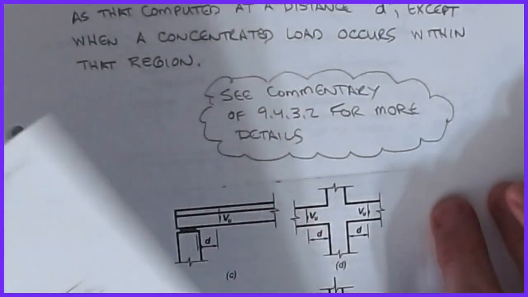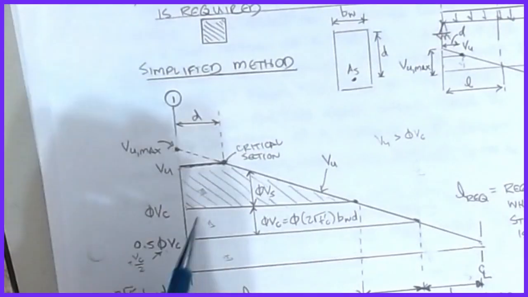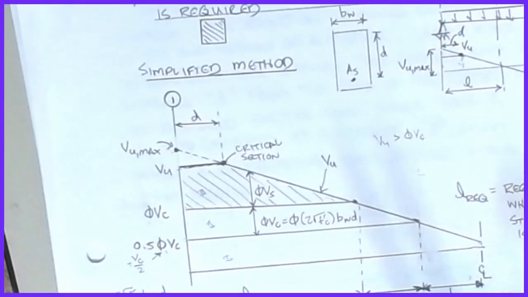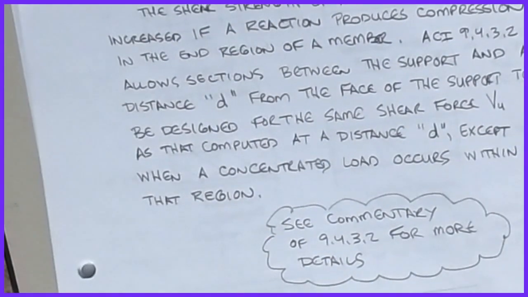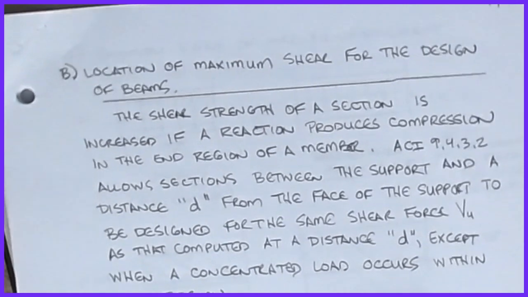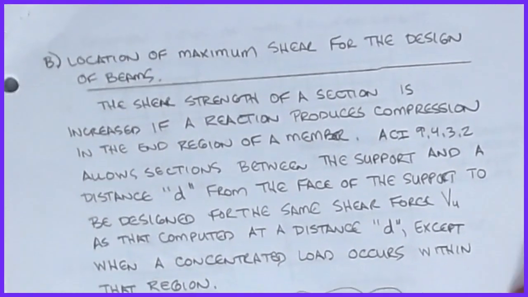Okay, so that was figuring out the regions where web reinforcement was required. So again, in our picture, these shaded regions is where we have to give non-minimum web reinforcement. Okay, all right. Okay, step B then is we're going to locate the location of maximum shear for the design of beams.